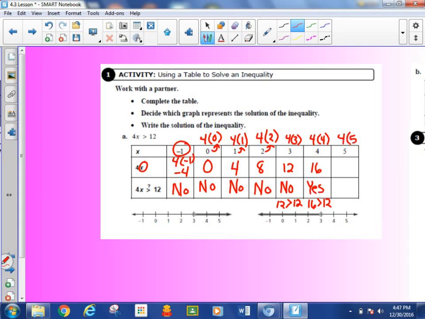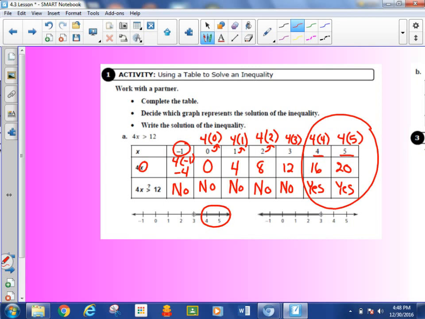4 times 5 would give us 20. Is 20 greater than 12? Yes. Okay, and we can stop there. Now we're going to look down at our 2 graphs. Where did we finally start saying yes? We started saying yes right here, where our x's were 4 and 5. So where are 4 and 5 included in our graph? Here's 4 and 5, and the line is graphed over 4 and 5.